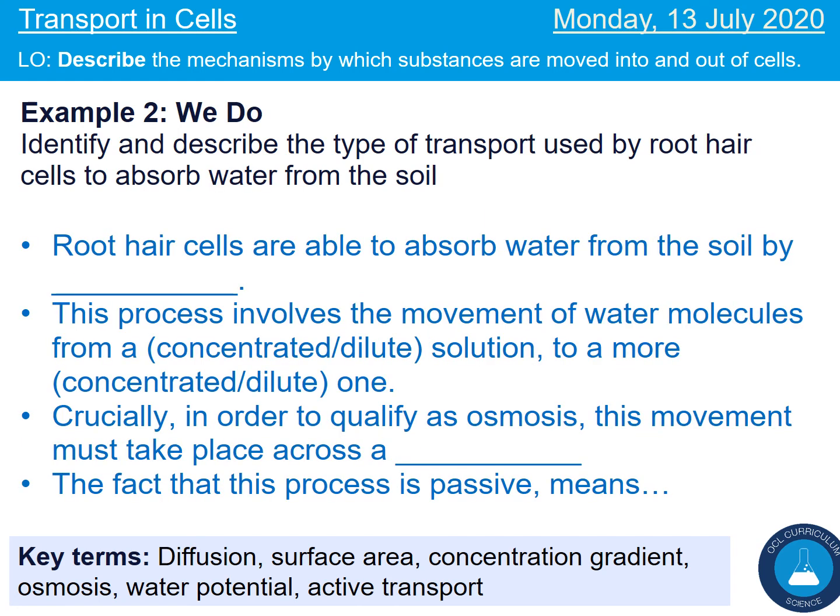Starting to dial back the support, we have a writing scaffold for this next question. Here, we're being asked to identify and describe the type of transport used by root hair cells to absorb water from the soil. Can I ask you to independently copy and complete this writing scaffold? It should take around 2 to 3 minutes, but feel free to pause the video to give yourself time to finish.